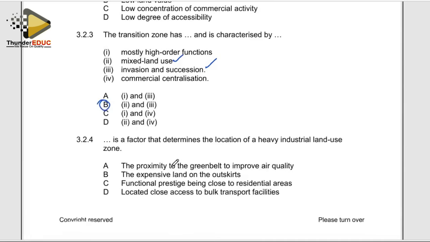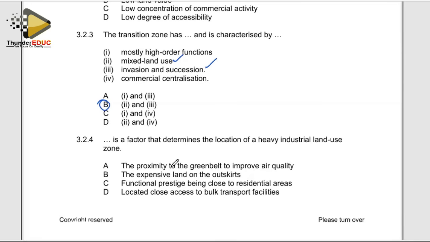Right, moving on to the next question, it says dash is a factor that determines the location of a heavy industrial land use zone. Heavy industrial land use zone. We understand that heavy industries require large space for expansion. They also require areas with water supply for the cooling of the machinery used in the manufacturing processes. They also have to locate away from the CBD and residential areas because they cause high levels of pollution in terms of noise and air. And also some of the activities that are done there are equally dangerous. They cannot be done close to residential areas.